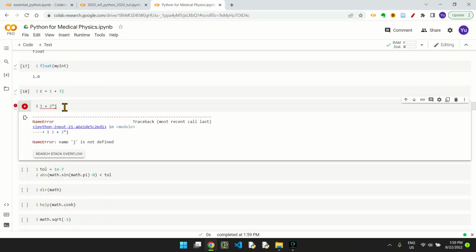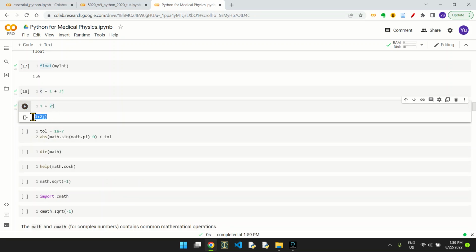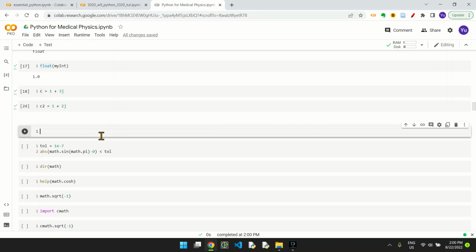Okay, so j is not defined. So if you want to define an imaginary number, you need to have a number followed by j without the multiplication. And Python will parse this text into an imaginary number. So if you do that, it will just tell you the value down there. So we can have c2 equals to this.